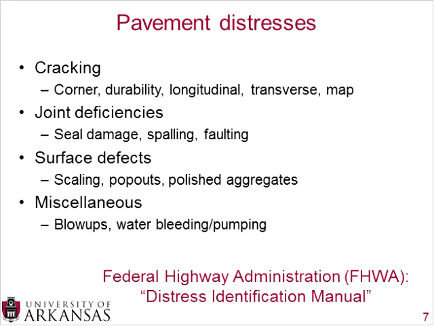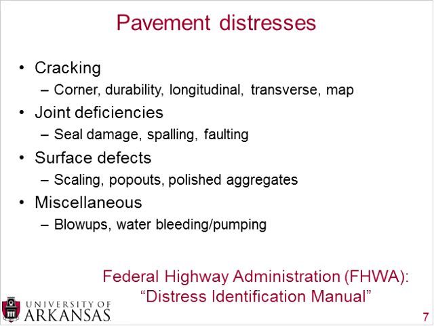So some of the pavement distresses that can occur in Portland cement concrete. Well, you have your cracking, and there's multiple different types of cracking, including corner, durability, longitudinal, transverse, and map cracking. All of these have very different mechanisms, but at the end of the day, they crack the slab.